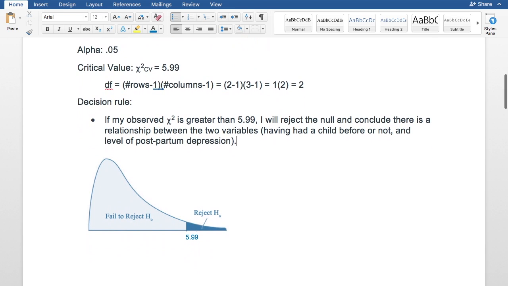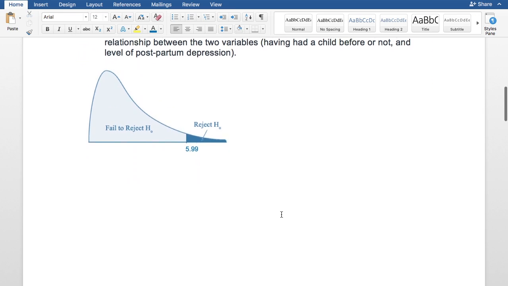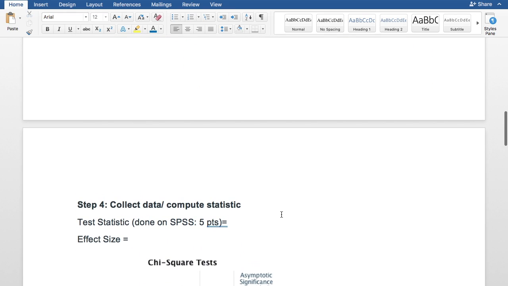Again, you can choose either to write it in sentence form or to draw this distribution, but please don't do both. Moving on, we're ready to do step 4, which is when we collect our data and compute the statistic. So the data have been provided for you in an SPSS file on Canvas. If you haven't opened that, pause the video and open that now.